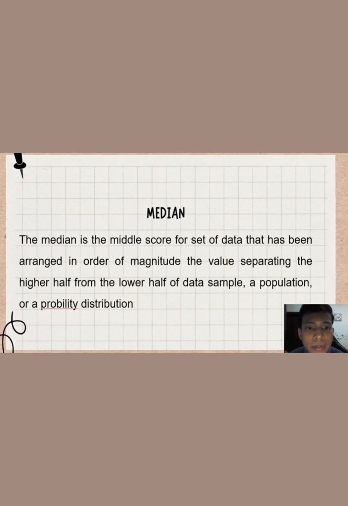Median. The median is the middle score for a set of data that has been arranged in order of magnitude, the value separating the higher half from the lower half of a data sample, population or probability distribution.